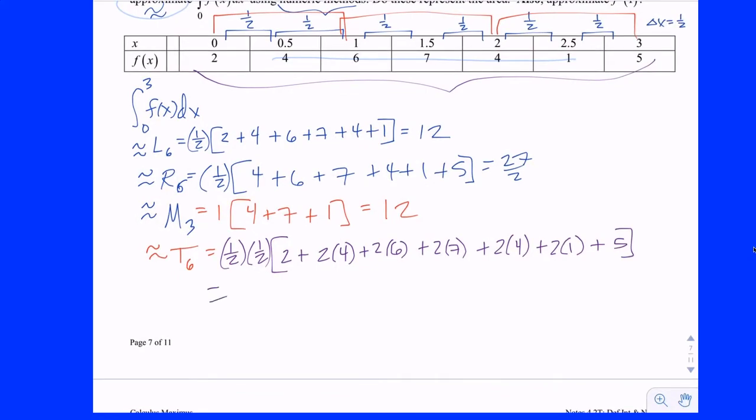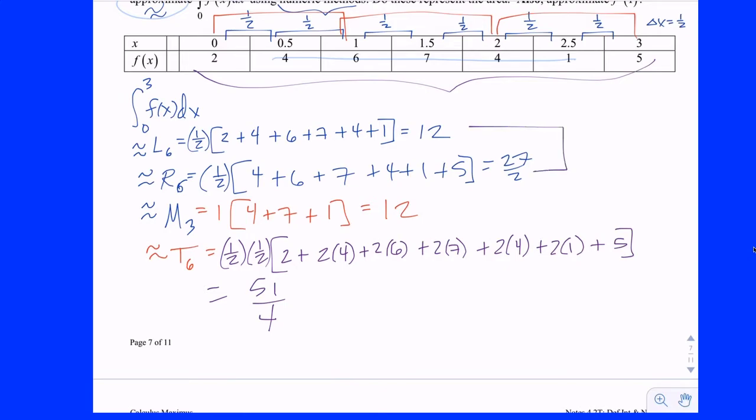Now that right there should be equal to, let's see, 51/4, I believe. Is that right? Yeah. And I didn't get that by evaluating that. How did I get that?